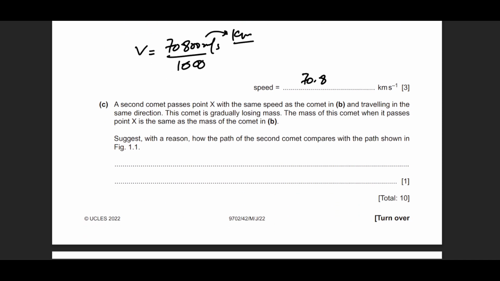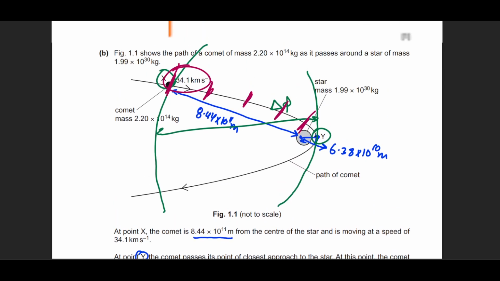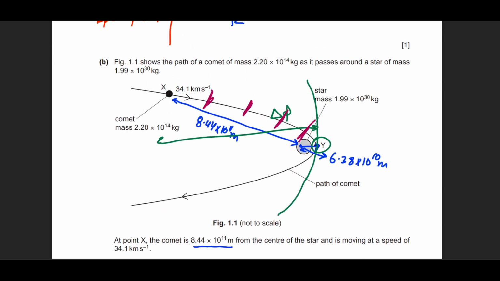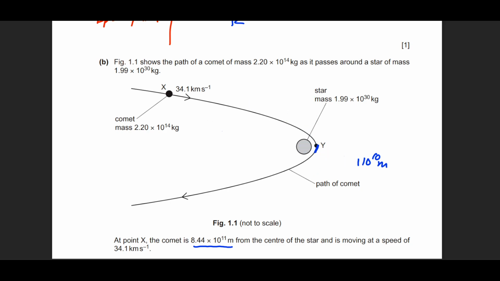A second comet passes point X. Where is point X? Point X is over here. Let me clear out this diagram. So yes, point X is over here. Okay, another comet passes this position. Fine.